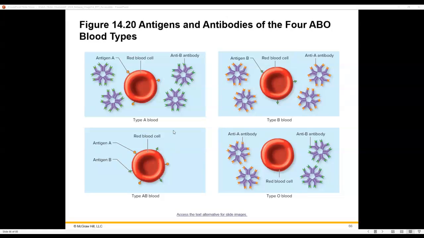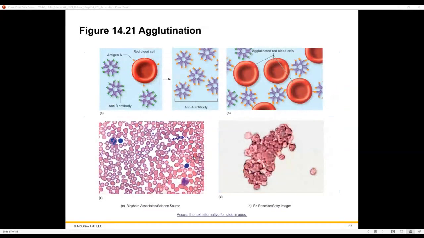So this is a good chart to get to know also. It tells you what kind of antigens each blood type has and which antibodies it has. And this shows agglutination reactions.